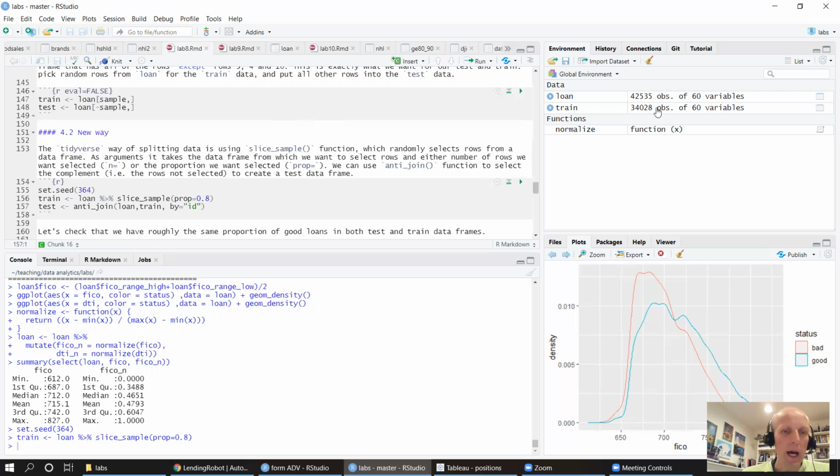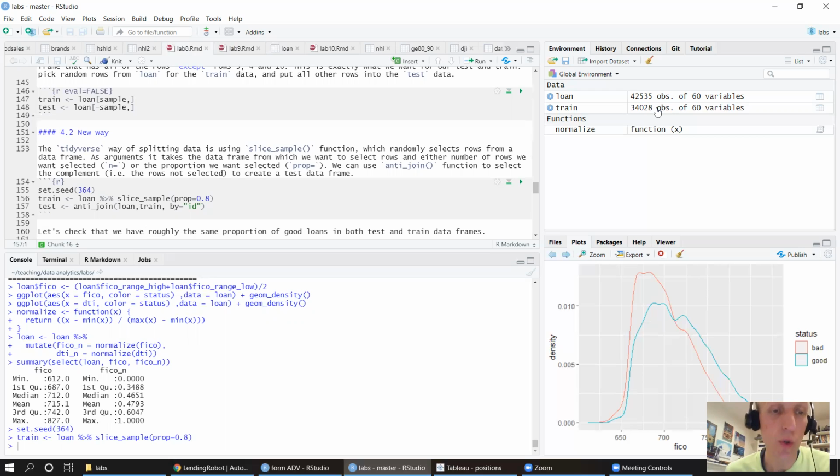That's pretty good. How do we get the testing data? Well, the test data needs to be the loans that are not in the training data set. And we could do that using an anti-join function. Anti-join is what it sounds like. It's the opposite of a join. Instead of giving us values that match in two data sets, it gives us values that don't match in two data sets.